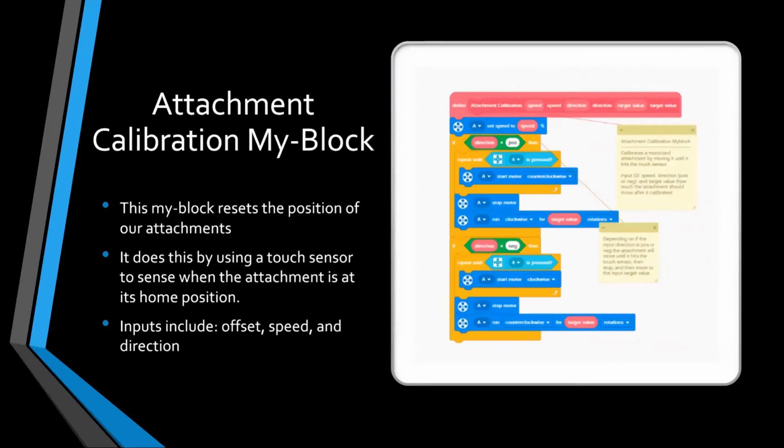The attachment calibration My Block. So this My Block resets the position of our attachments. And it does this by using a touch sensor to sense when the attachment is at its home position. Inputs include offset, speed, and direction. So offset is how far the motor runs after it's hit the touch sensor, and the speed is how fast it goes, and the direction is whether it goes up or down.